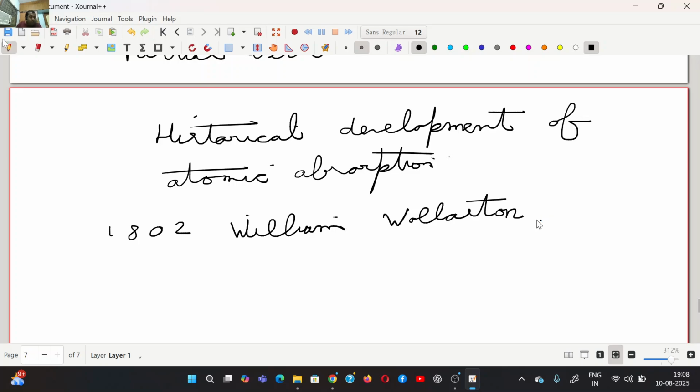Wollaston was experimenting with sunlight passing through a prism when he noticed several thin dark layers interrupting the continuous rainbow-like spectrum. These dark gaps were unlike anything observed before. He couldn't explain them at that time, but this is the first recorded observation of what would later be known as absorption lines.